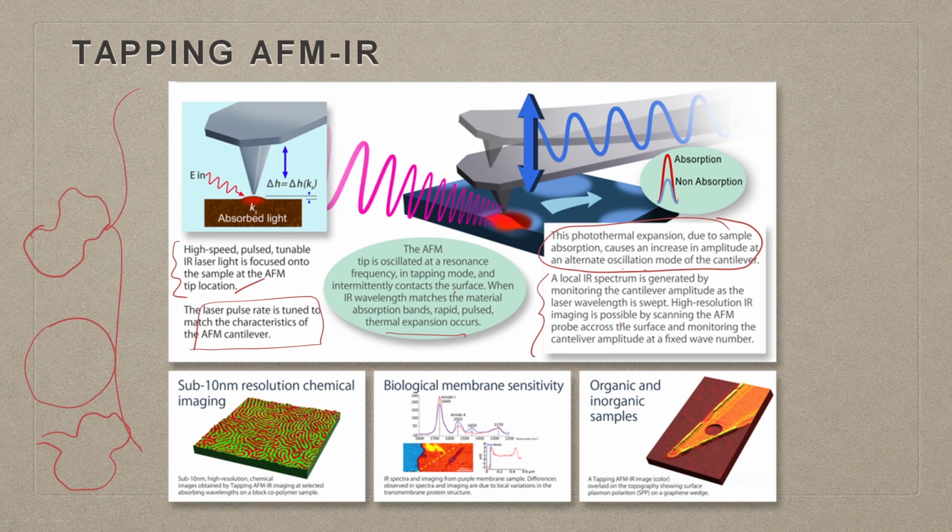High resolution IR images are possible by scanning the AFM probe across the surface and monitoring the cantilever amplitude at a fixed wave number. So you can really go to sub-nanometer resolution of chemical imaging, biological membrane sensitivity, and organic and inorganic samples. This is the kind of power of this particular technique, and in the next class we'll further highlight how these could be taken to the next level.